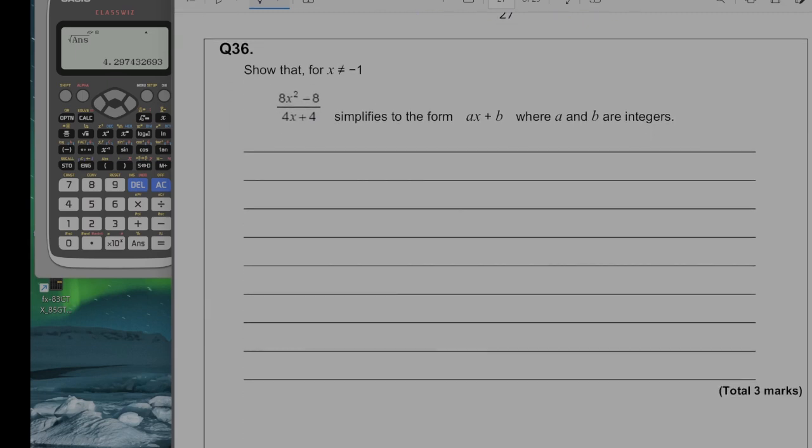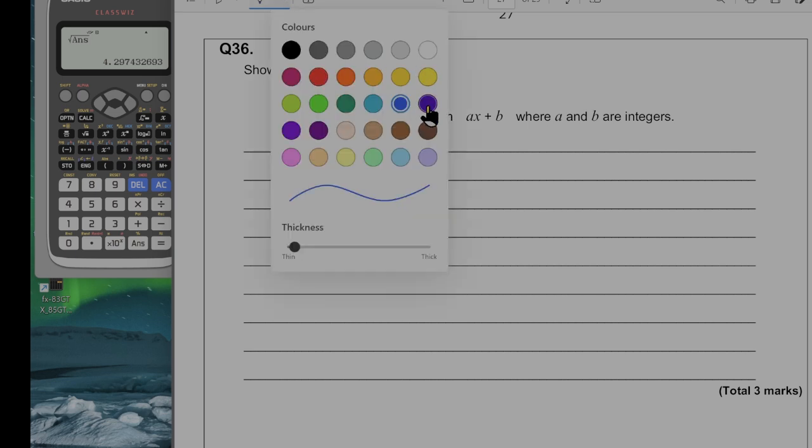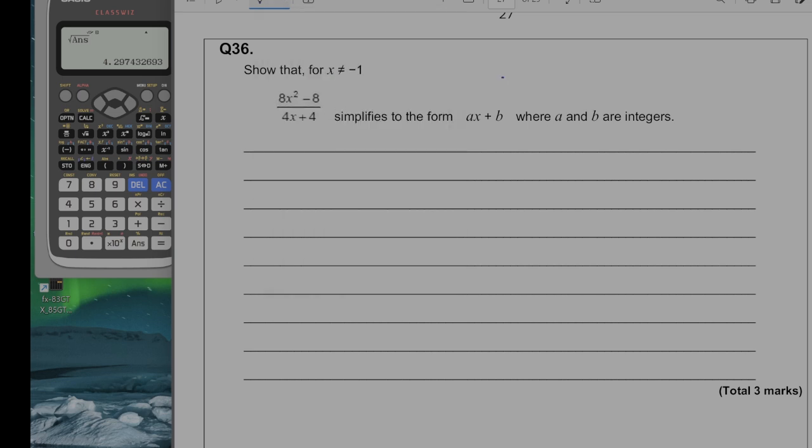Okay, question 36 then. So that when x is not equal to 0, 8x squared minus 8, all divided by 4x plus 4, can be simplified in the form ax plus b, where a and b are integers. So for this, I'm going to factorize the numerator first of all. I'm going to take out a factor of 8, and that's going to leave me with x squared minus 1, which is the difference of 2 squares, so it would be x plus 1 times by x minus 1.